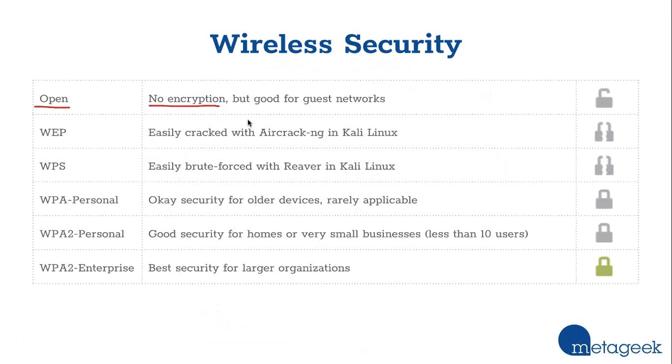Open means no encryption at all, but it's good for guest networks because it allows people to get on and off of your network at will, which is great for things like coffee shops and hotels. WEP originally stood for Wired Equivalent Protection, which makes us laugh now because it's easily cracked with free tools such as AirCrack NG for Linux. Very, very easy to crack. A WEP network can be cracked in somewhere from 30 seconds to 5 minutes. Very, very easy to crack a network.